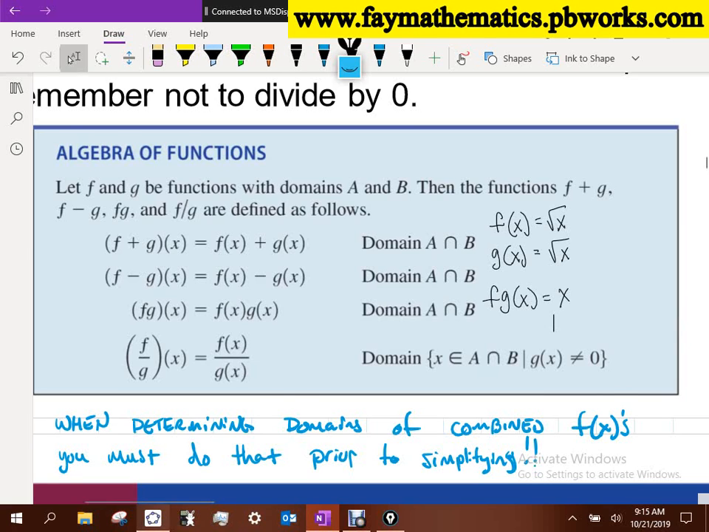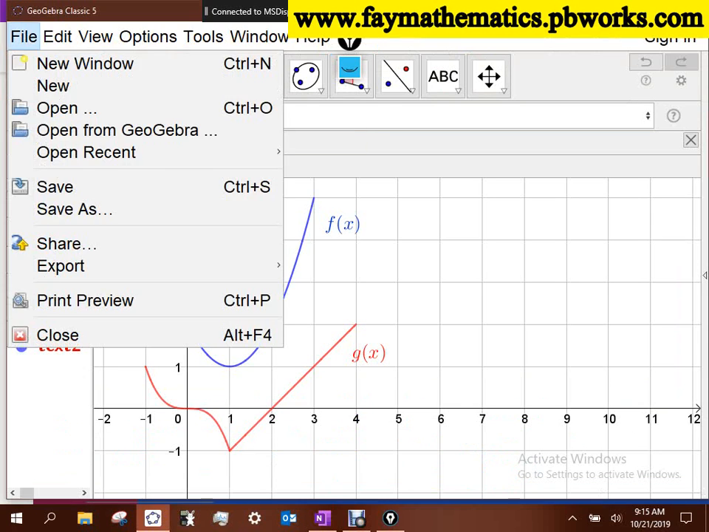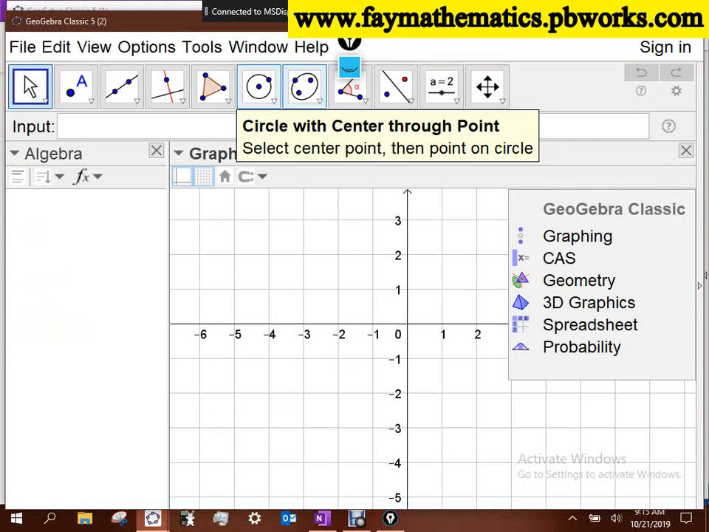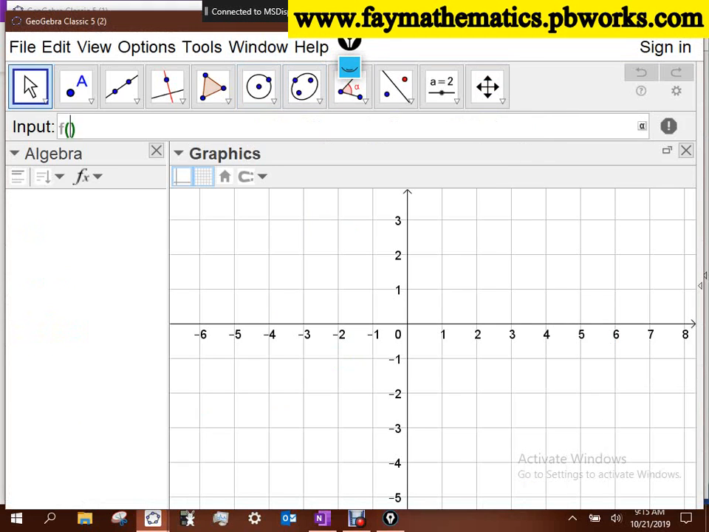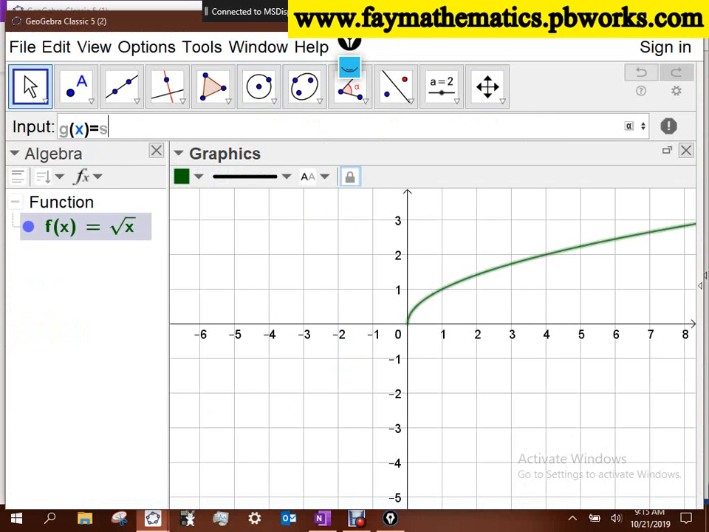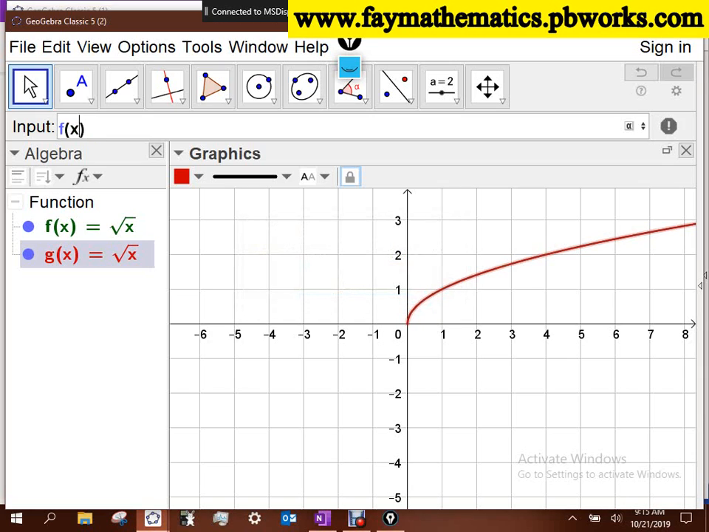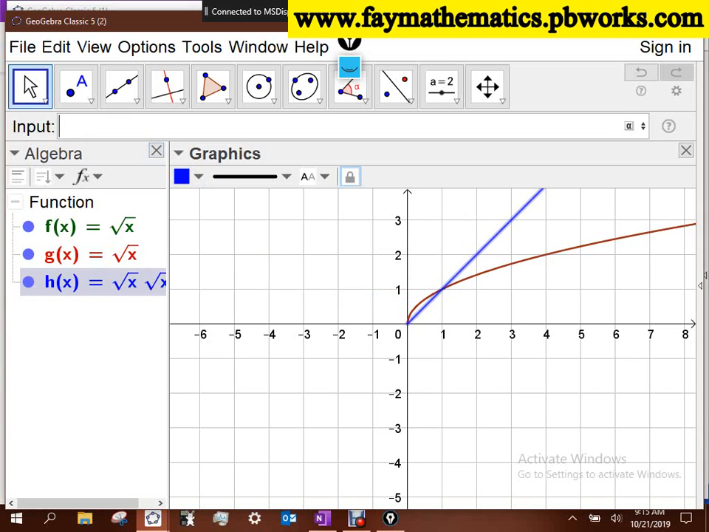If I were to take this in GeoGebra, let's just go f of x is equal to square root of x. g of x is equal to square root of x. And now I ask it to do f times g of x. I do it this way: f of x times g of x. It gives me that line right there.